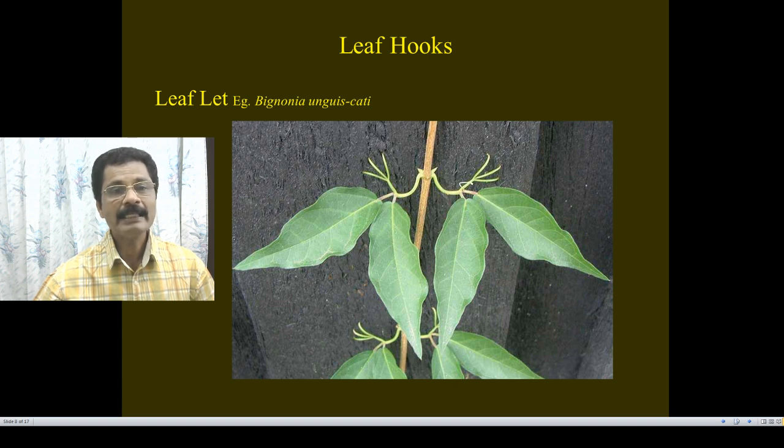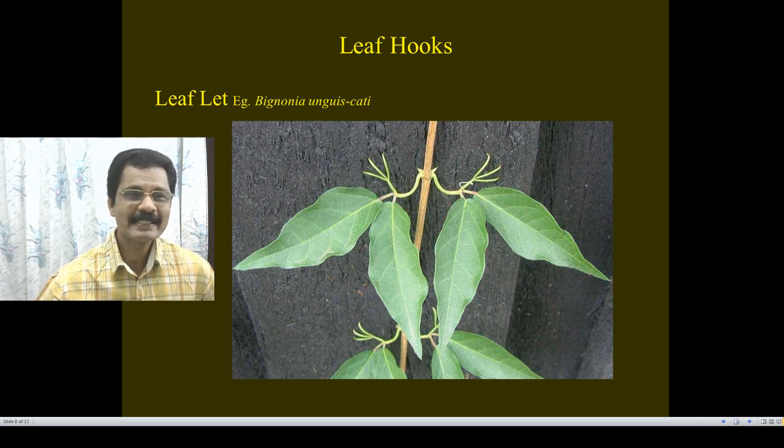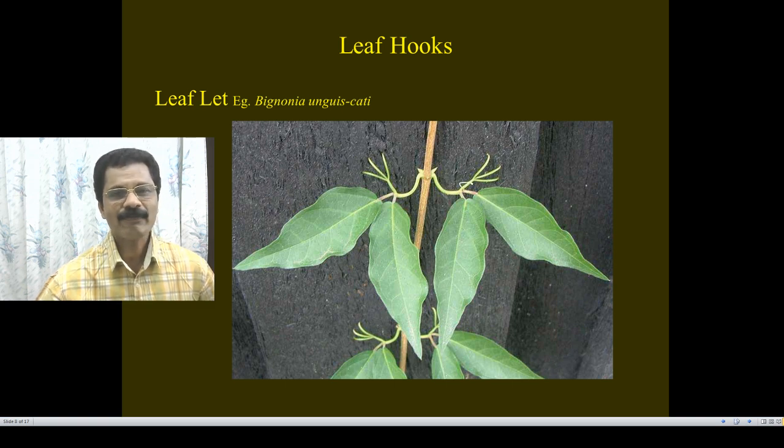Then leaves are modified into hooks. The terminal leaflet is modified into hook-like structure, as in the case of Bignonia unguis-cati. Here the hook resembles the shape of a cat's claw. That is why it is called Bignonia unguis-cati. The terminal leaflet is modified into hook-like structure for climbing support.